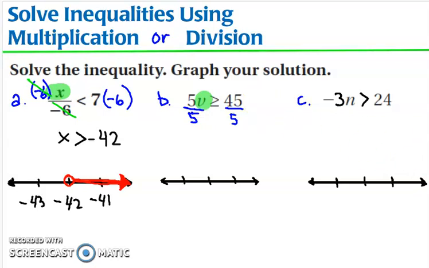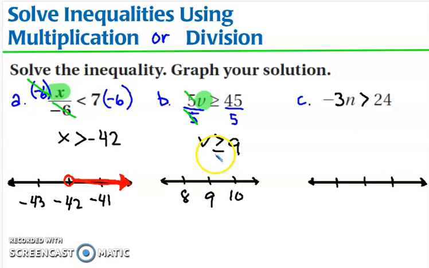So 5 divided by 5 reduces to 1. So we are left with 1v, or simply v is greater than or equal to 9. And then to graph that, we mark 9 here. Directly to the left is 8. Directly to the right of 9 is 10.